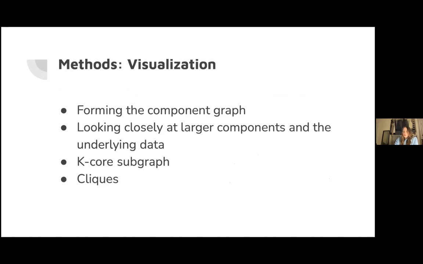And so for our visualization methods, we will first look at component graphs, focusing more on the larger components and the underlying data for analysis. We also plan to visualize a K-core decomposition subgraph, using this to visualize metrics of network cohesion. For example, are there many groups of highly connected and active individuals, and do any definitive cliques form?